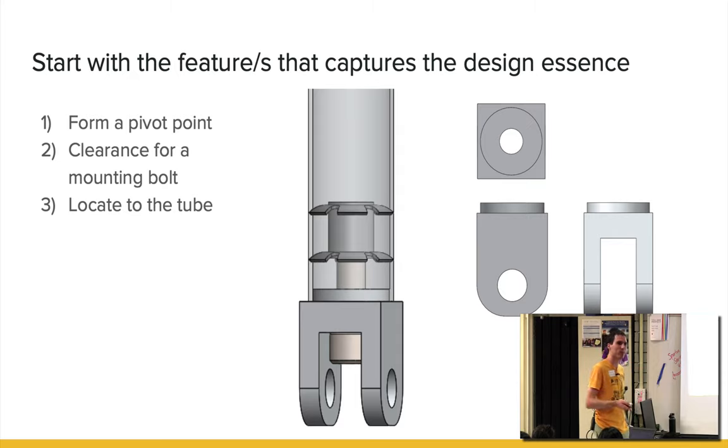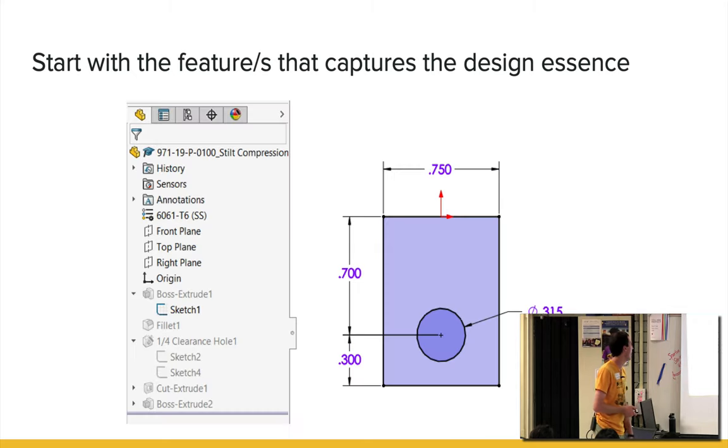I think you could definitely build the part from either way. It's just a question. In some places, the line between what's most and more important is harder to determine. But for this sake, as a way of prioritizing, let's form the pivot point, let's provide the clearance for the mounting bolt, and then let's locate it to the tube. So we can go through and look at what that looks like when you build the part out.